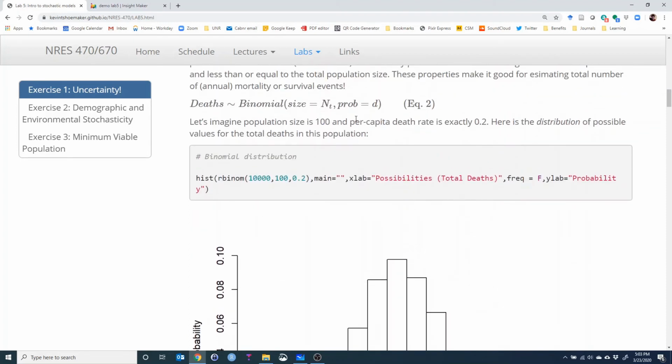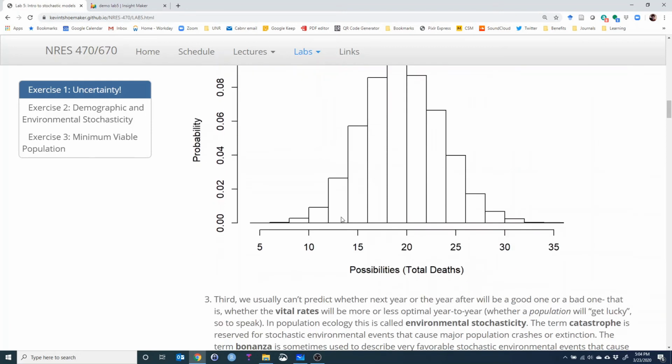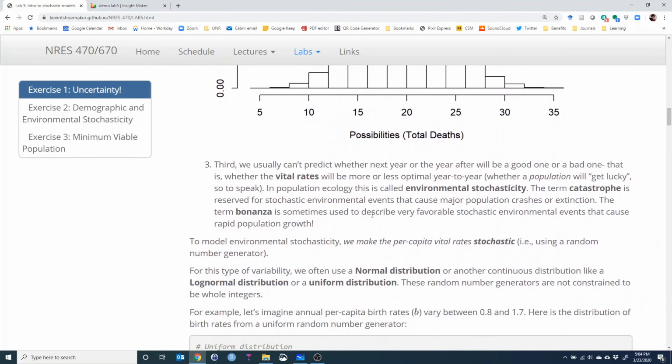Now, the expected number that we would think, if we have 100 individuals and a per capita death rate of 20%, is approximately 20 deaths. But we can't predict exactly, so under this binomial distribution, it could be as high as 30 or even above 30. And on the other extreme, it could be as low as under 10. So this is demographic stochasticity. We just can't predict who's going to live, who's going to die.